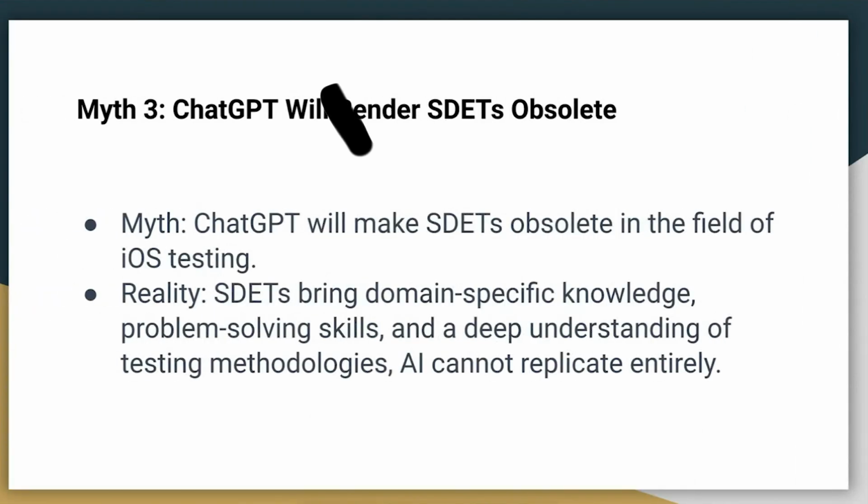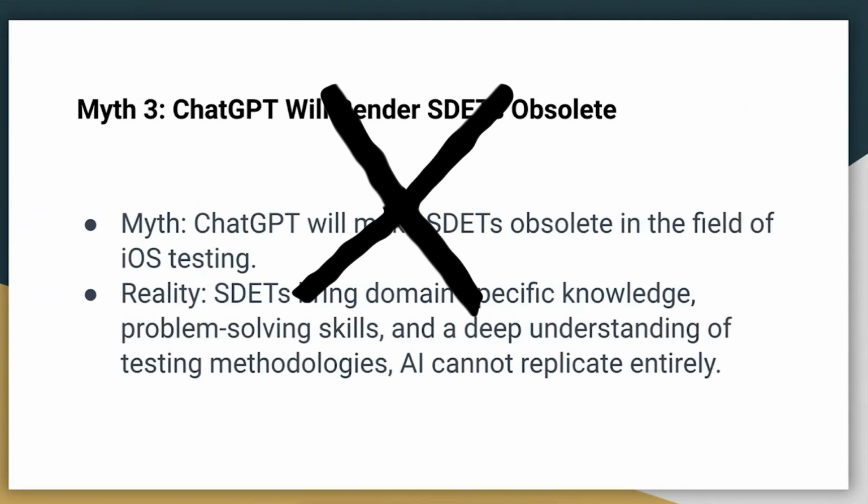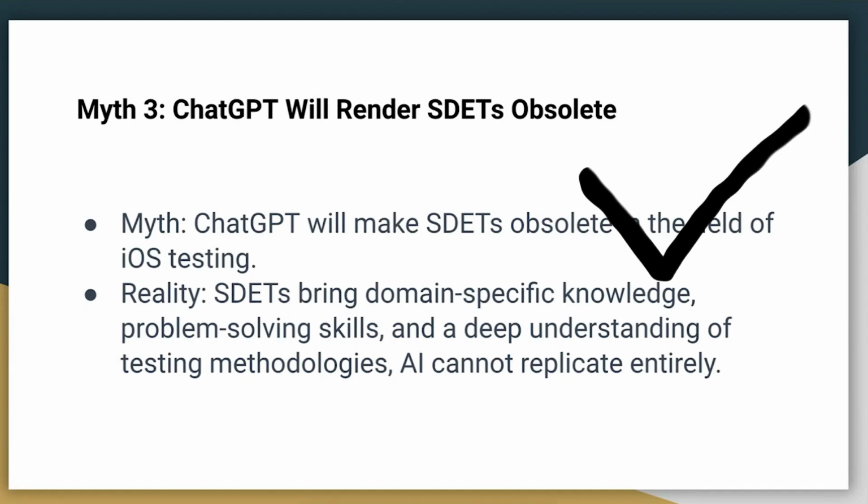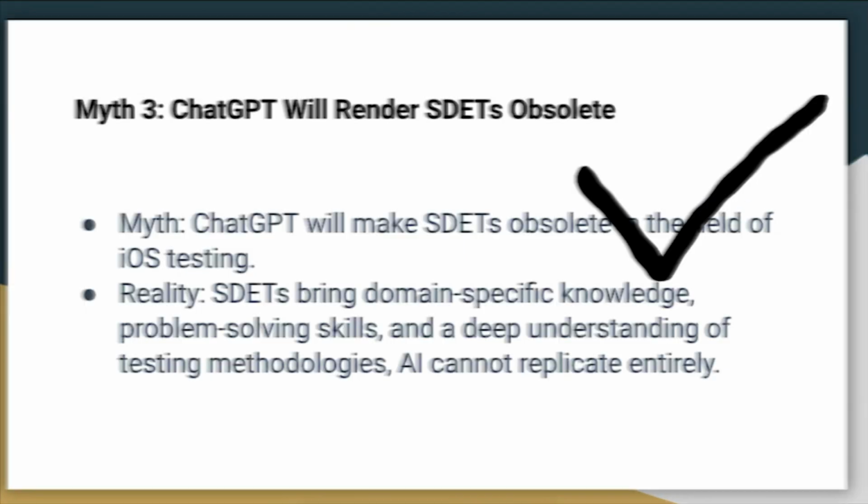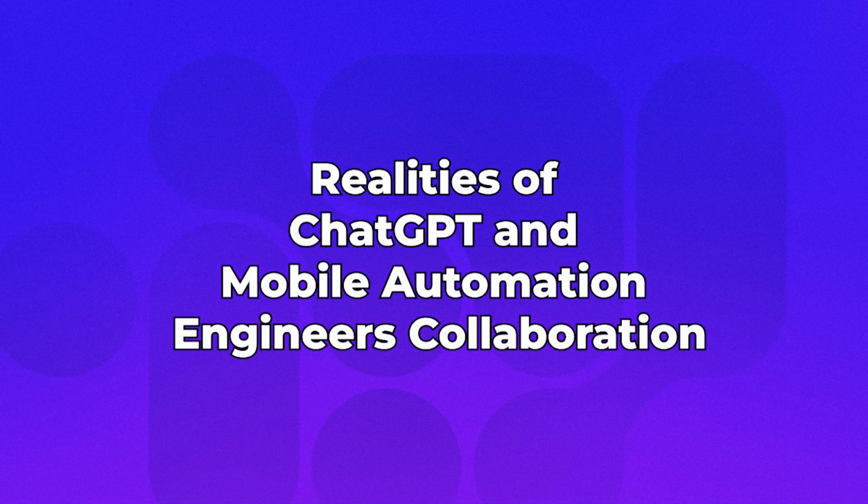Myth 3: Mobile QA engineers will become obsolete in iOS testing. Some fear that iOS quality assurance developers will become obsolete because of AI advancements. In reality, iOS test engineers provide domain-specific knowledge and a deep understanding of testing methodologies that are crucial for the quality assurance of iOS apps. Their expertise remains invaluable.